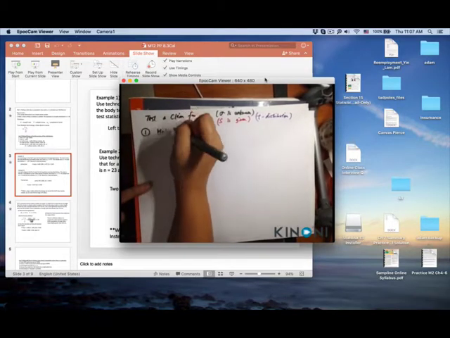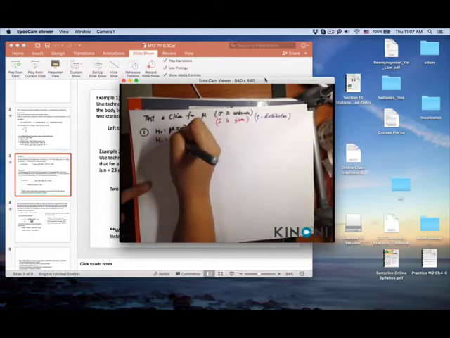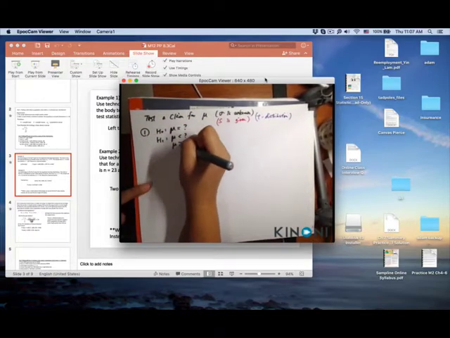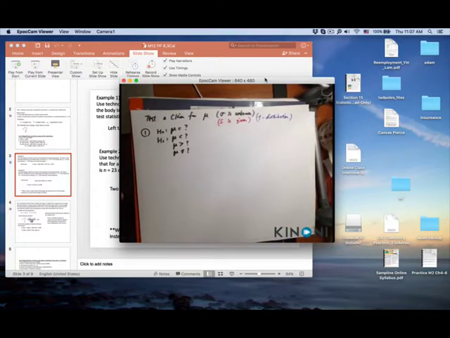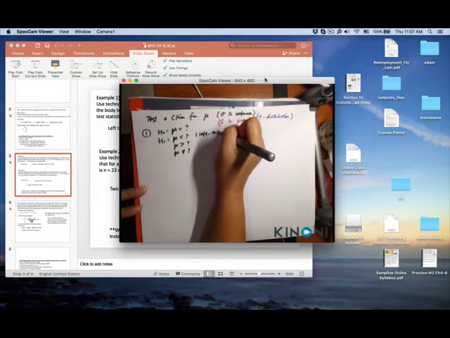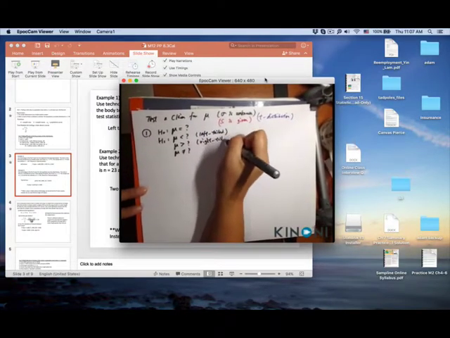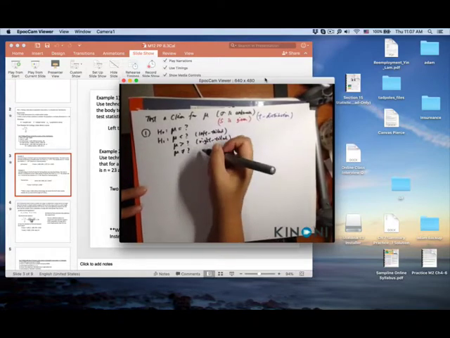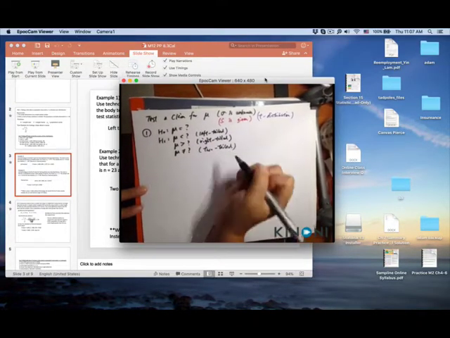Okay, first step. Write down the null hypothesis and the alternate hypothesis. It can be less than, greater than, or not equal to. If it's less than, that means this is a left tail, right tail for greater than, and two tail for not equal to.